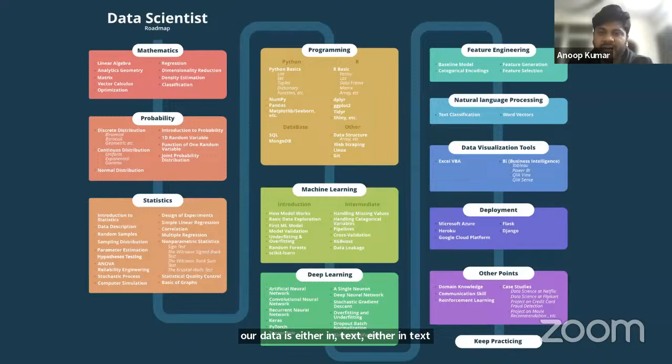So if they are in textual form, they are mostly in MongoDB. If they are in numerical form, they are mostly in SQL. So you should know how to collect that data.